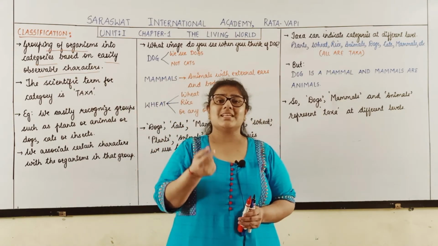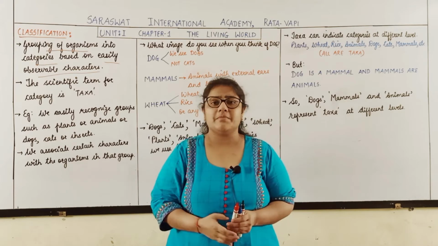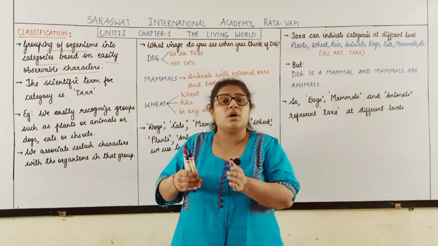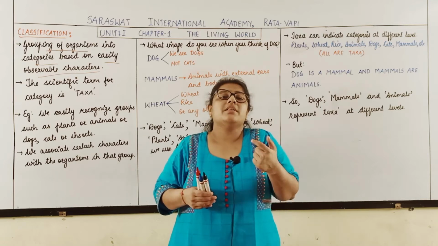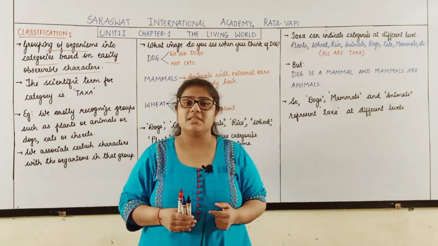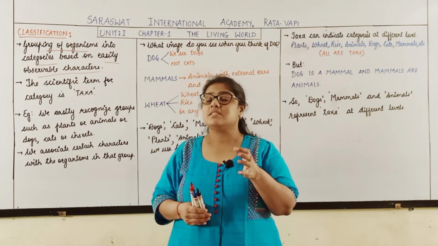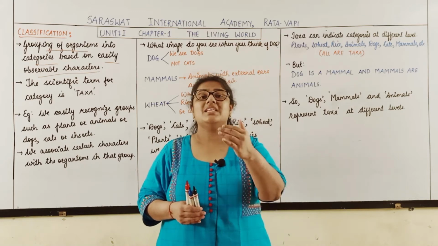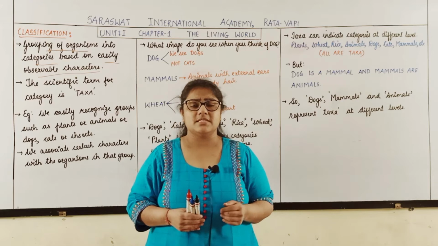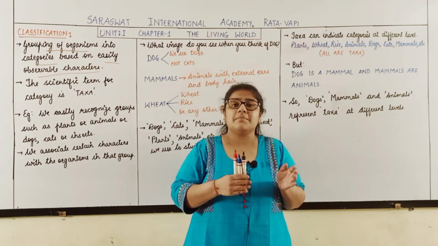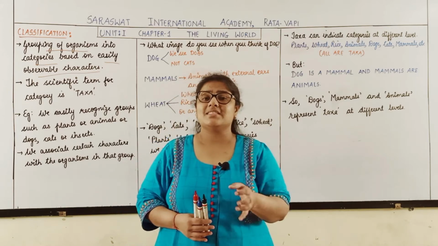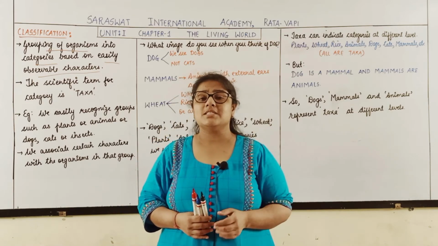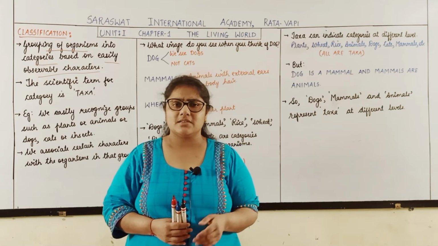So students, classification is a scientific method to group organisms into various categories. And how are the organisms grouped into various categories? The grouping is done on the basis of easily observable characters. So classification is a method of grouping organisms into various categories on the basis of easily observable characters.